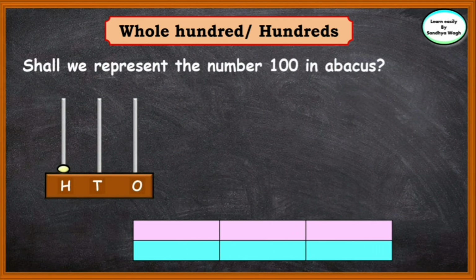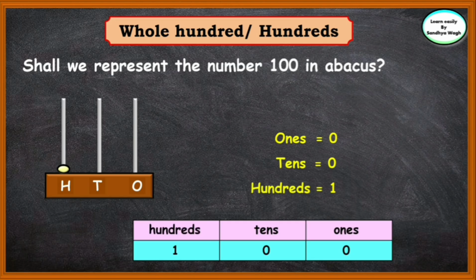Shall we represent the number 100 in abacus? Children, how many beads are there in ones place? Yes, there are 0 beads in ones place. Now, let us look at tens place. 0 beads in tens place shows 0 tens. So, write 0 in tens place. And 1 bead in hundreds place shows 100. So, write 1 in hundreds place. It shows 100.